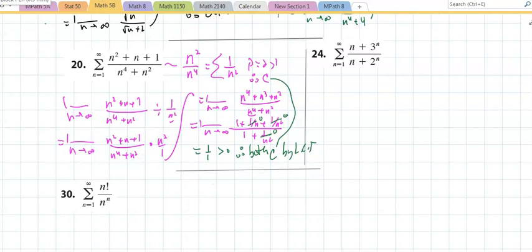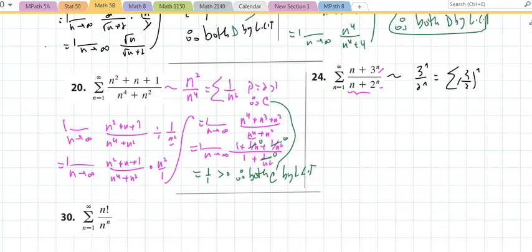Now I'm looking at number 24. Again, I could jump and say, oh, look, the top is dominated by 3 to the n, 2 to the n, and that's actually the series of 3 over 2 to the n. This is geometric, r is bigger than 1. Or I could look at this and say, wait a minute. The top is growing faster than the bottom, which means the limit would not be 0, and therefore it could diverge by the test for divergence. You should try that on every problem, right?